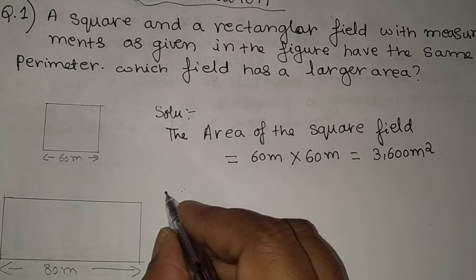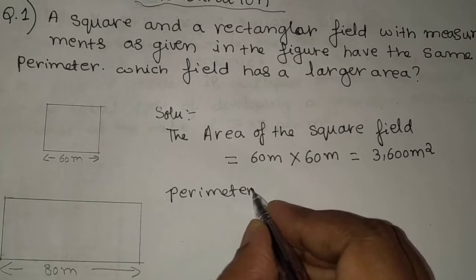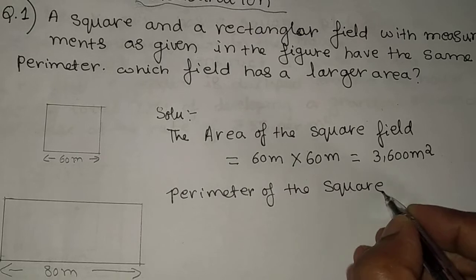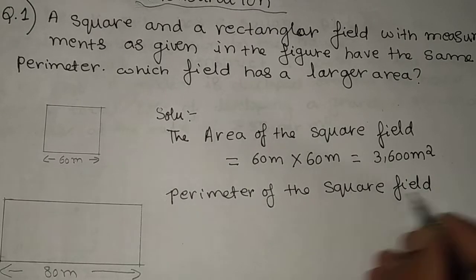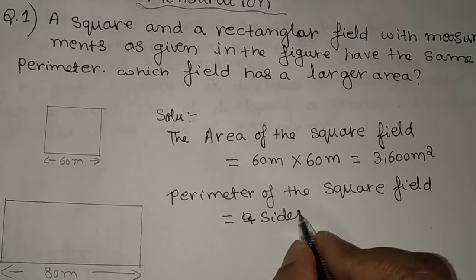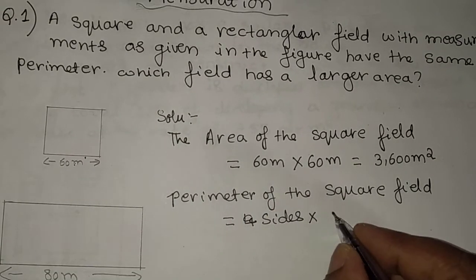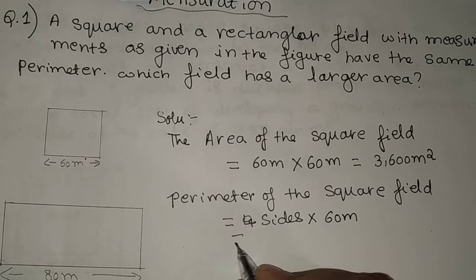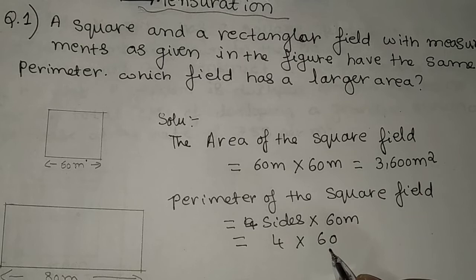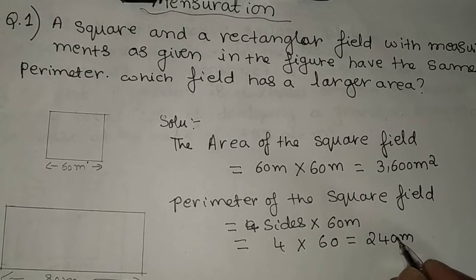So next is the perimeter of the rectangular field. First we will see the perimeter of the square field. Perimeter of the square field will be how much? That is 4 sides, therefore 4 into 60 m. What is perimeter is equal to number of sides into the length, therefore this one will become 240 m.